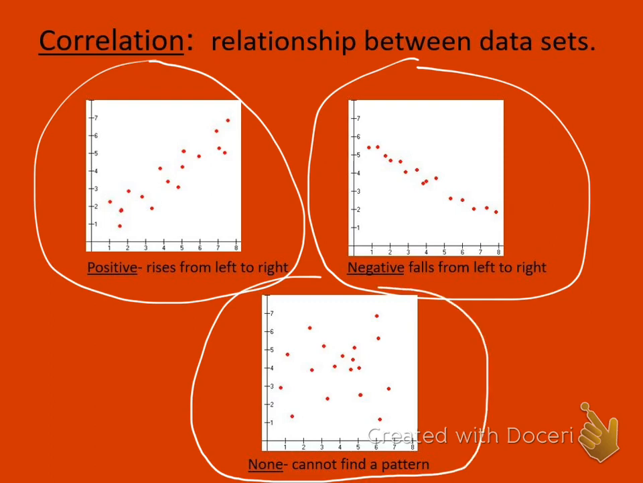And then look at this graph on the bottom. Are they rising, falling, or you just can't tell? They're all over the place. They're not rising, they're not falling, they're all over the place. So this graph has no correlation. None. No correlation. All right? So hopefully if you understand slope, then this is going to be pretty simple for you.